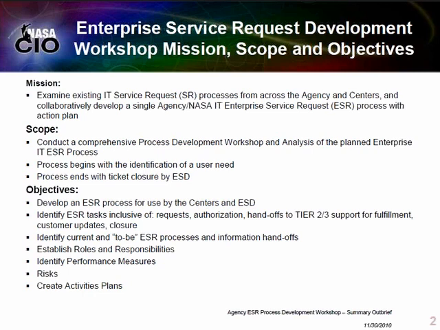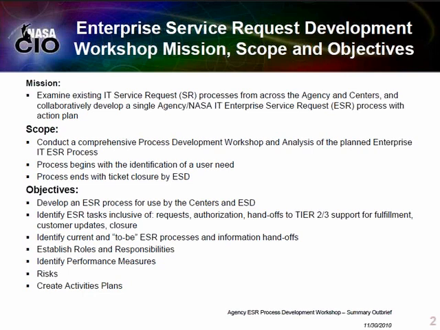So among the scope, what we did was we looked at the comprehensive process development. We looked at, again, analyzing how we do it today, but most importantly, how we need to do it in the future. We recognized that the process really begins with the identification of a user need, and then it ends with the closure of a ticket by the enterprise service desk. A couple of the objectives, I mentioned agency-wide. So we recognize that each of the centers does service request management today, and they probably do a very good job of it. But agency-wide, we need to come to agreement on all the little nuances and incorporations that have to be there for it to work successfully across the environment.